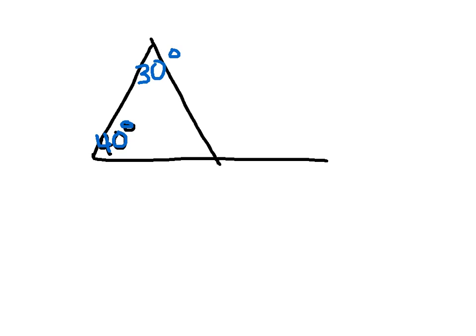The exterior angle in this case would be just equal to the sum of the remote interior angles, which are 40 and 30. So the exterior angle would be equal to 70 degrees.